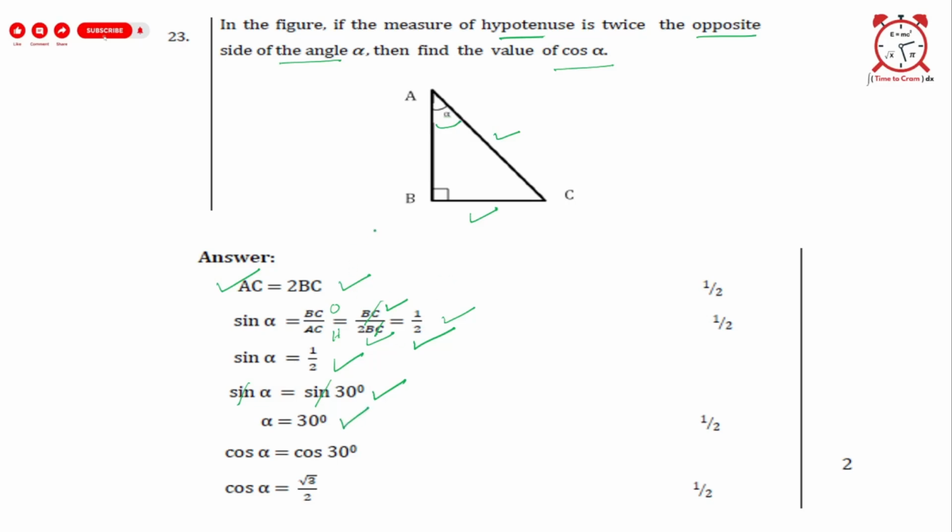Now after this you have to find the value of cos alpha. Look in the diagram, alpha is given here. So for this angle we are finding cos alpha. So cos alpha equals cos 30. Cos 30 by the trigonometric table is root 3 by 2. So this is the value of cos alpha.